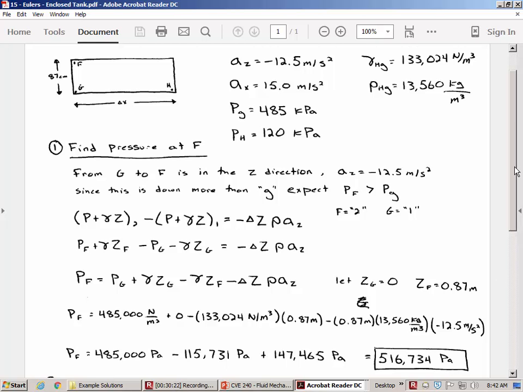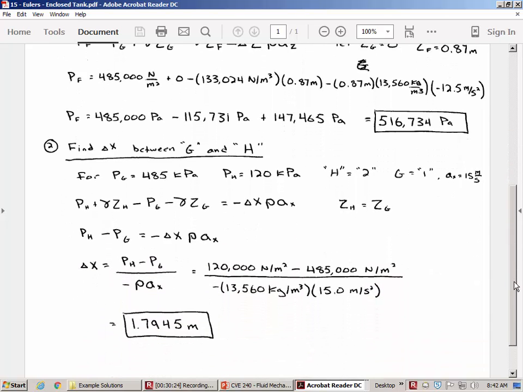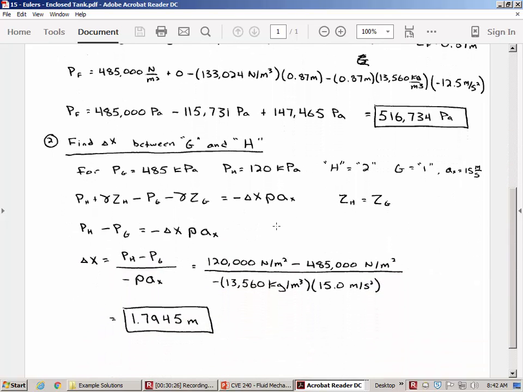You'll get it. All right, now the pressure difference, the elevation difference, how far apart G and H are. Here you can see the solution on the board. The first step is to call H 2.